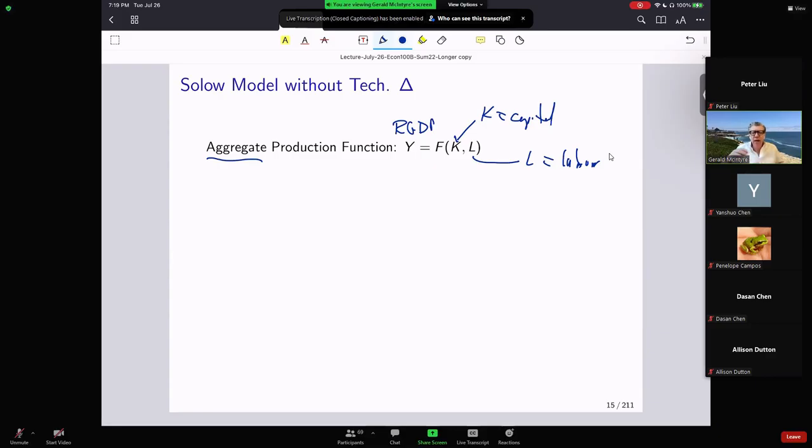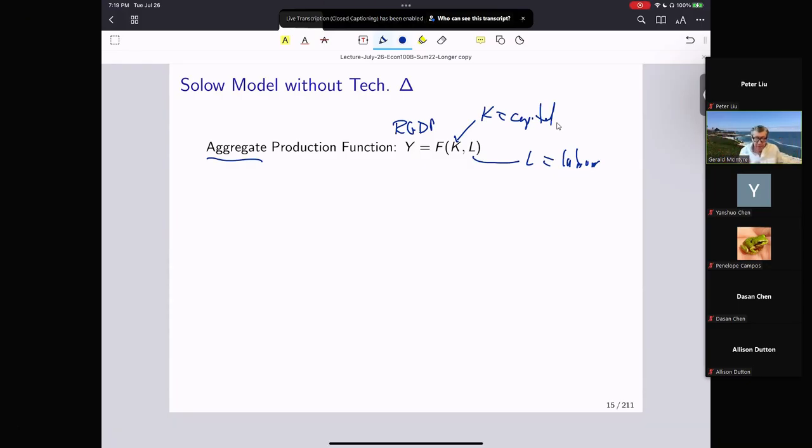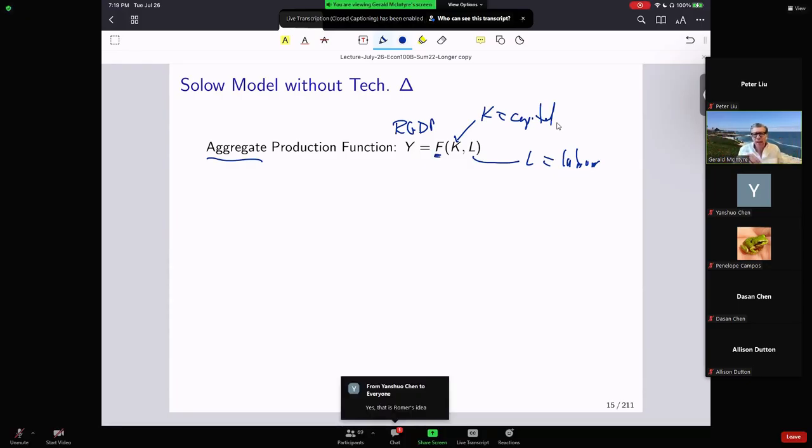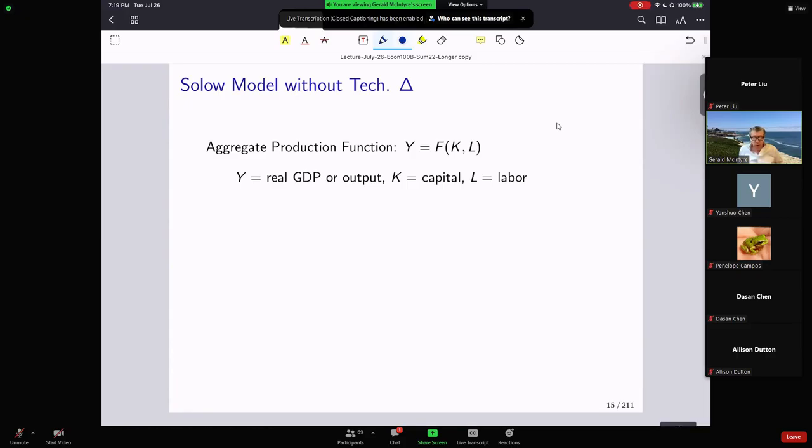These get combined in one big nationwide factory, if you think. That's the capital F for factory. And then they make GDP. You take a bunch of labor, a bunch of workers, combine that with machinery and equipment, that's capital, no other technology, and that becomes real GDP. So Y is real GDP or output, K is capital, L is labor.